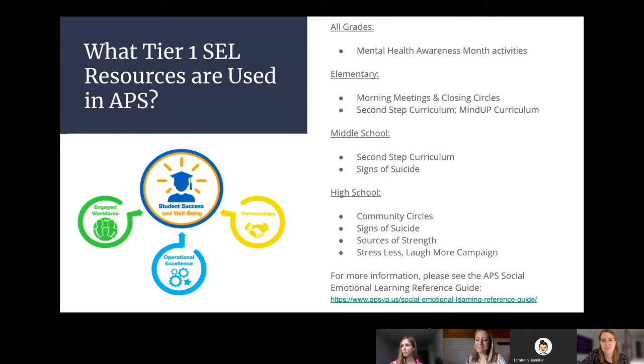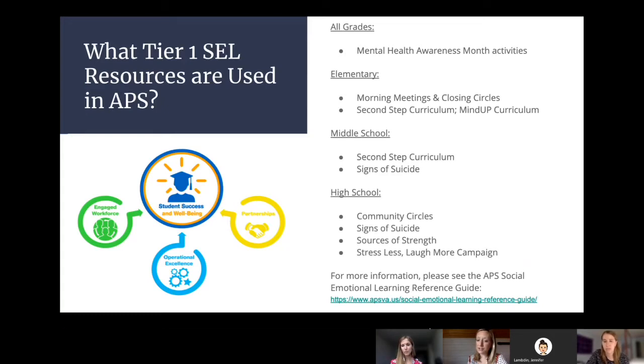Okay. So what Tier 1 SEL resources are used in APS? In APS, there are Tier 1s of social emotional supports that are available to all students. So all students in all grades will have access to Mental Health Awareness Month activities in the month of May that their schools may be offering. Elementary schools use the Second Step and Mind Up curriculums school-wide through the monthly counseling lessons. Middle school uses the Second Step curriculum and the Signs of Suicide curriculum, and then high school uses community circles, Signs of Suicide, Sources of Strength, and the Stress Less, Laugh More campaign.